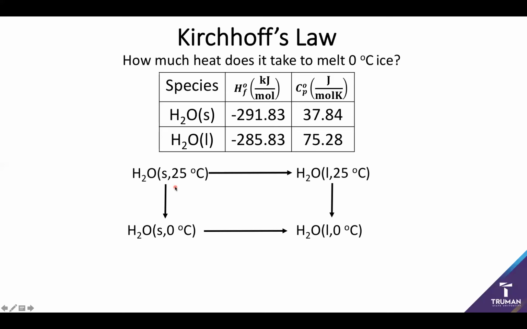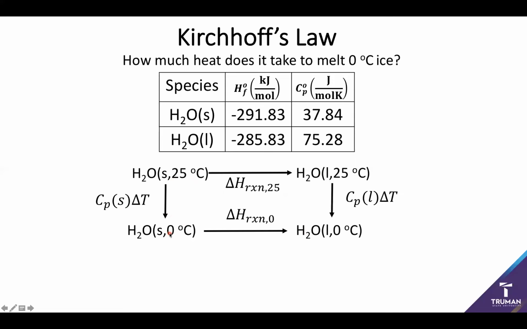So the reaction we're interested in is going from solid water to liquid water at 0 degrees. However, the reaction or conditions we really have is going from solid to liquid at 25 degrees C. So I'm going to need to make use of temperature corrections. And so we know that these temperature corrections can be given as the heat capacity times the difference in temperature for each set of conditions.